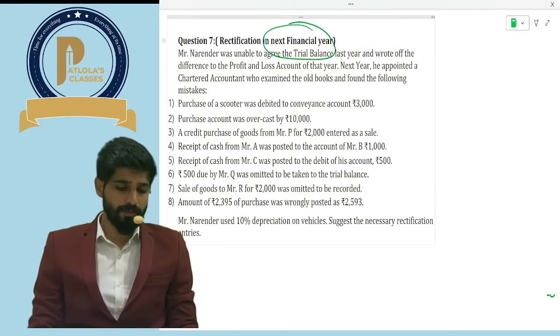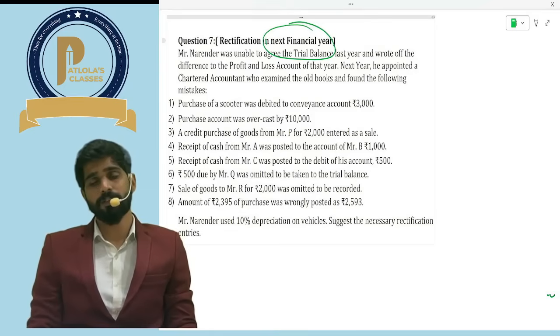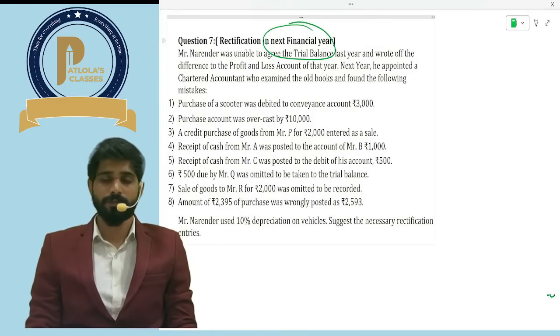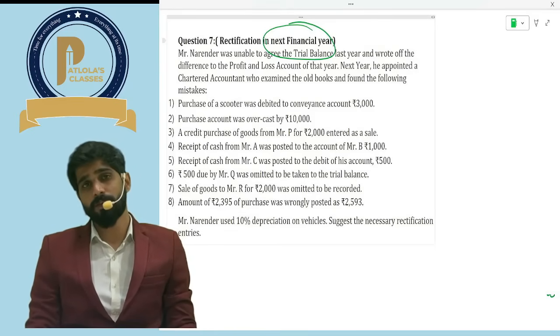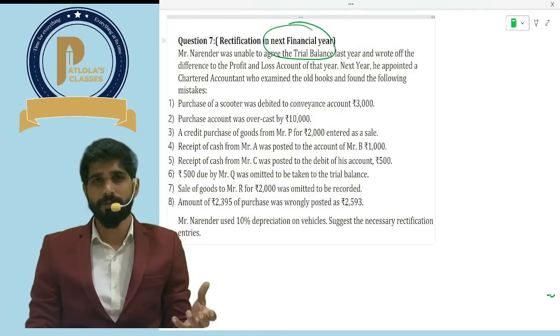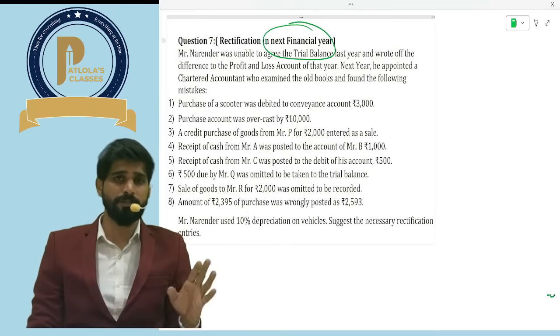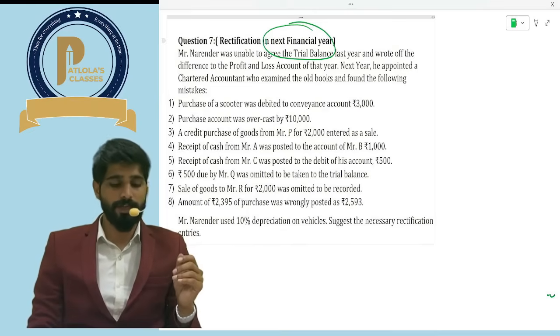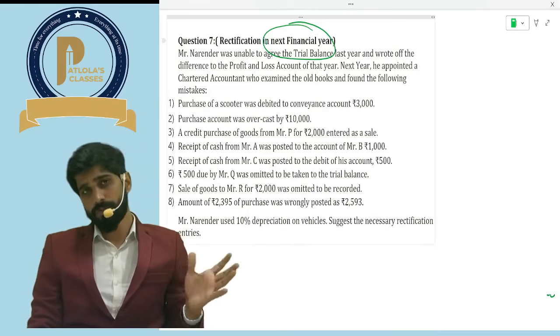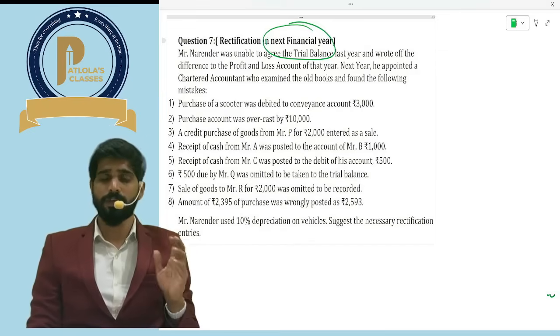Purchase of scooter was debited to conveyance. When you purchase a scooter being an asset, scooter account should be debited. But which account they have debited? Conveyance. Very simple. But there is no impact on suspense. Suspense account will not be there because trial balance will be tallying. So scooter account should be debited and conveyance account should be credited.